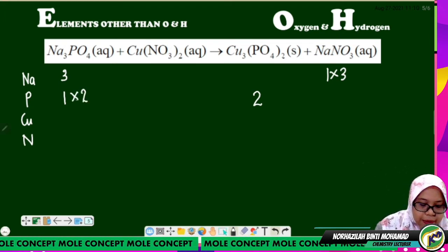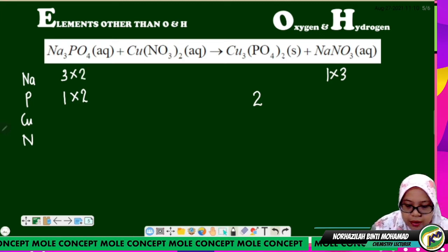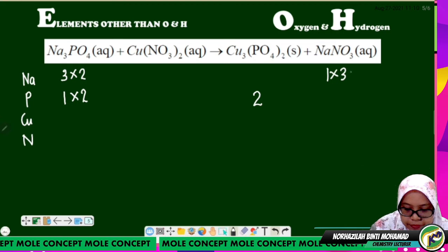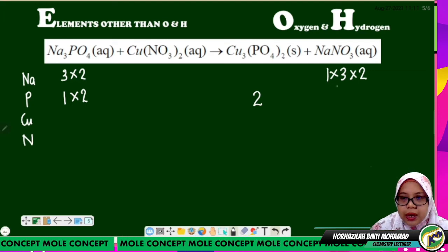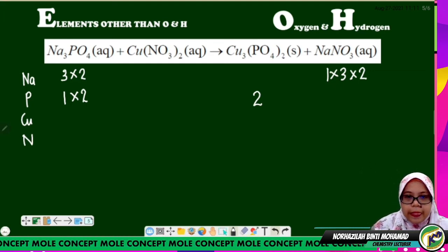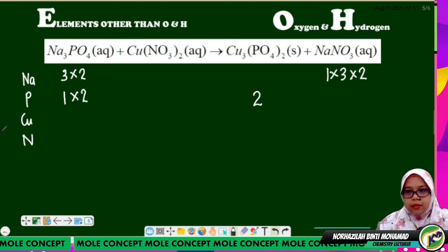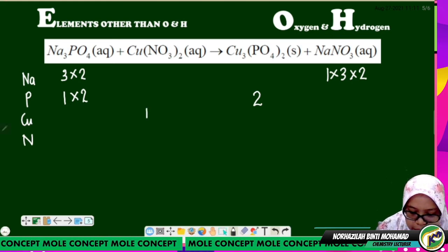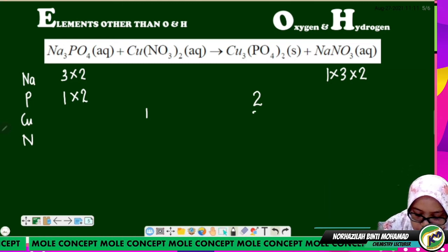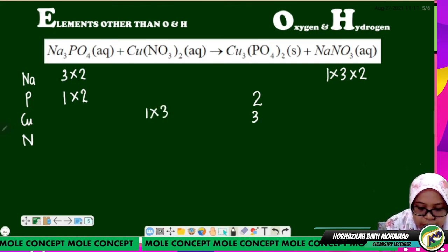So remember, if I multiply by 2 here, the number of sodium has changed. It will become 2 times 3. So I need to multiply the number of sodium here. It will become 6. Okay, because this one I have 6 sodium and this one also I have to make it 6. Okay, and then for copper, on the reactant side I have 1 copper, and on the product side I have 3 copper. That means I have unbalanced copper, so I need to multiply by 3 for Cu(NO3)2.